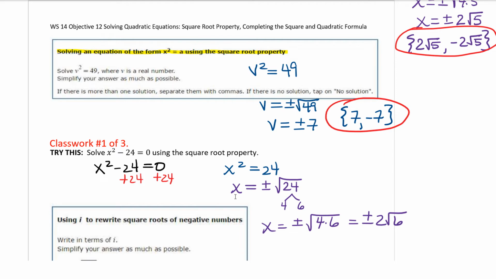By the way, I do have a video on simplifying square roots. So if you're having trouble with that, just search for that video. All right, so your final answer that you would put into the system would be 2 square roots of 6 or negative 2 square roots of 6.